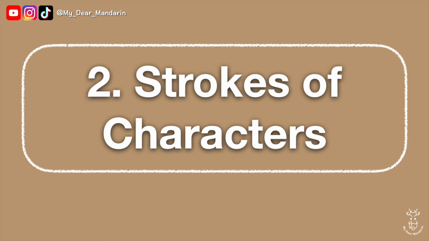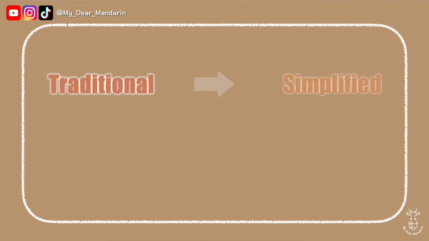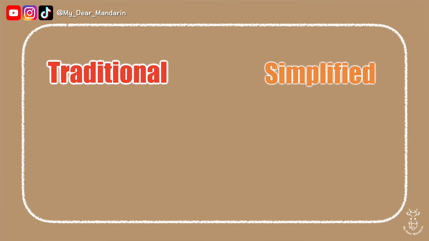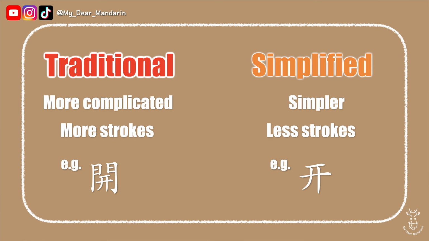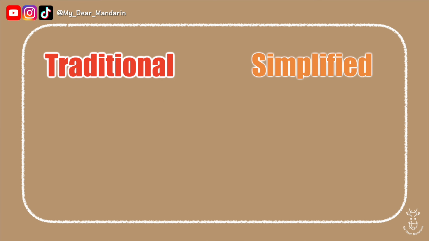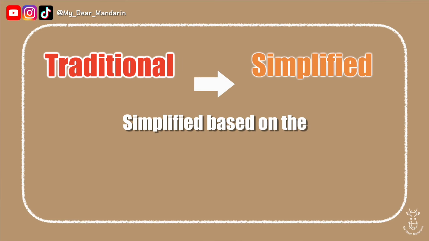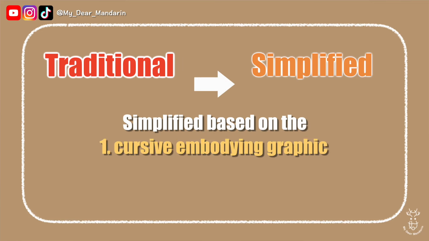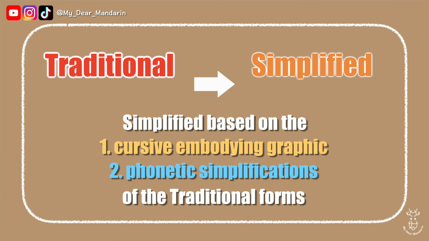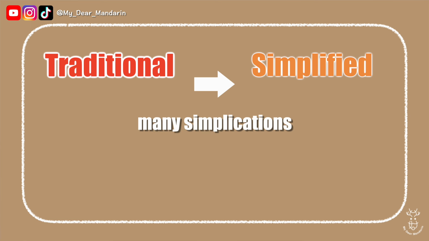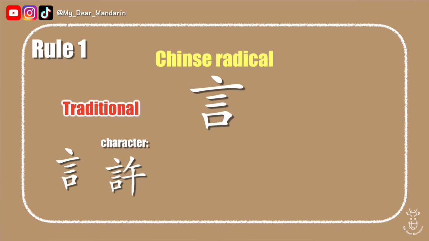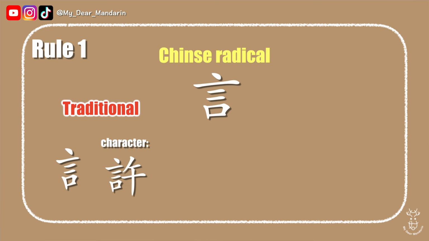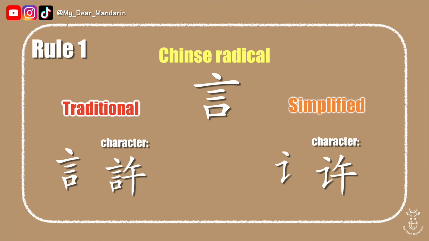Second, strokes of characters. As we've said just now, simplified Chinese characters are extensions from traditional Chinese characters. Traditional Mandarin characters are more complicated because they have more strokes than their simplified versions. Some of the simplified Chinese characters are simplified based on the cursive, embodying graphic or phonetic simplifications of the traditional forms, and many simplifications have the same rules. For example, characters with Chinese radical of yan are like this in all the traditional Chinese characters with this radical, but this way in simplified characters.